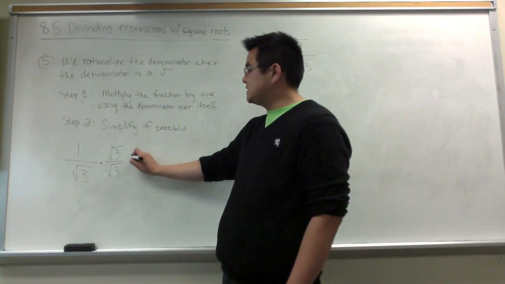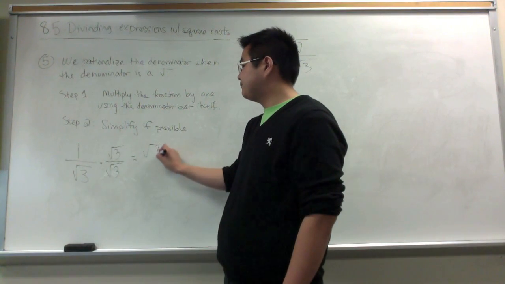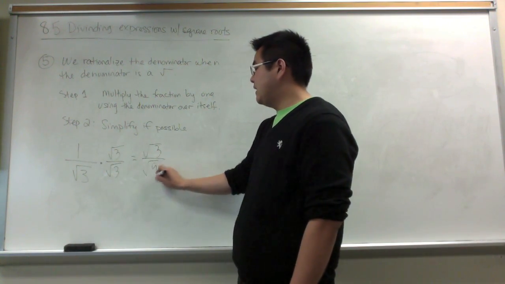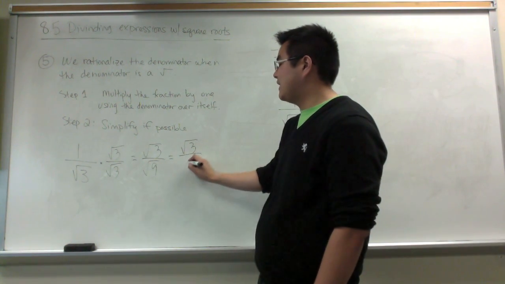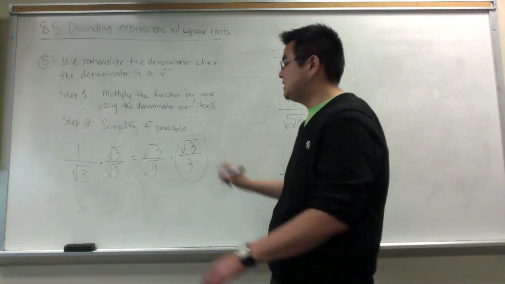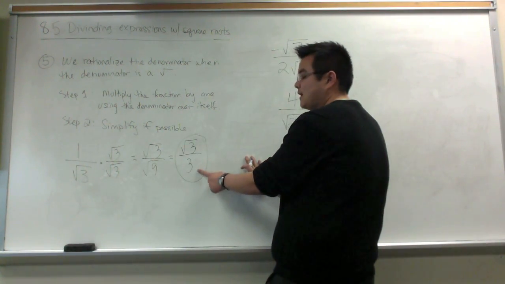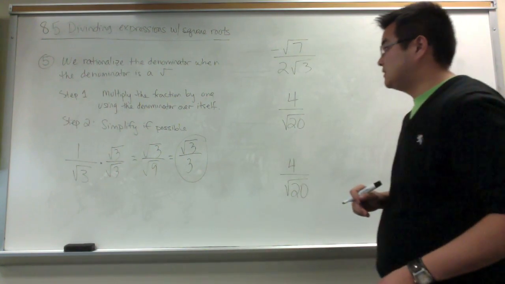So step 2, we're going to simplify if possible. 1 times root 3 is root 3. Root 3 times root 3 is root 9. And now I'm going to simplify. Root 3 stays the same. Square root of 9 is 3. So if you see now, 1 over root 3 becomes root 3 over 3, and the radical has disappeared from the denominator, and that is what we want.